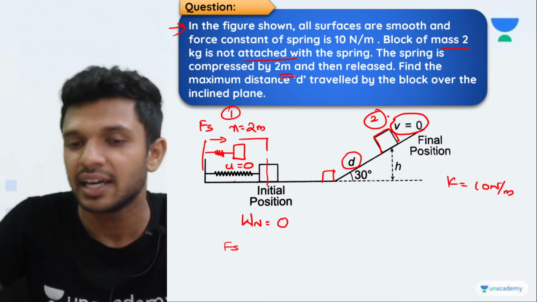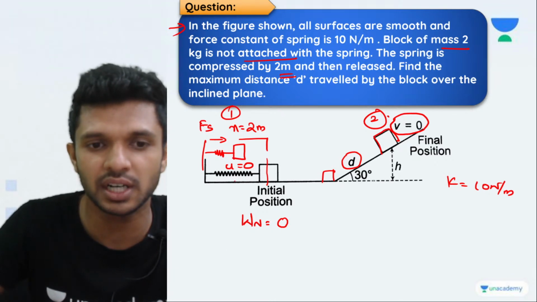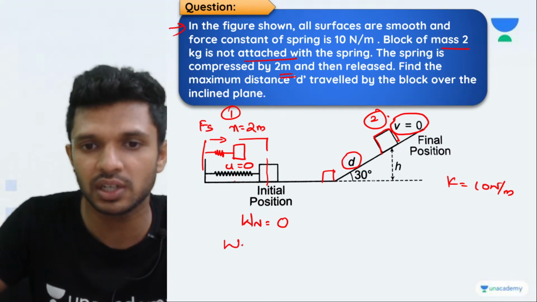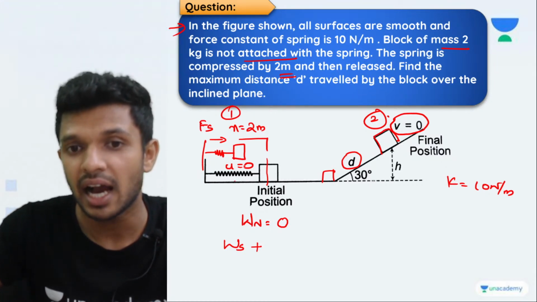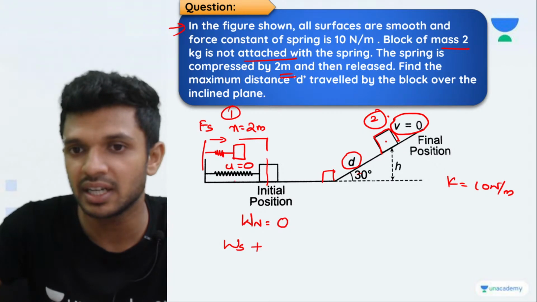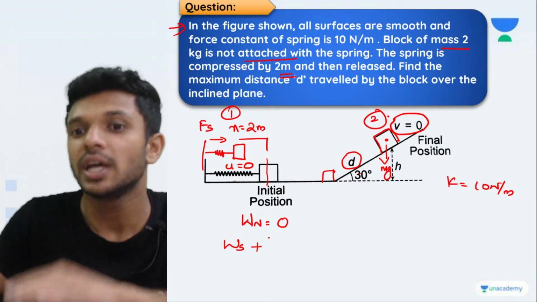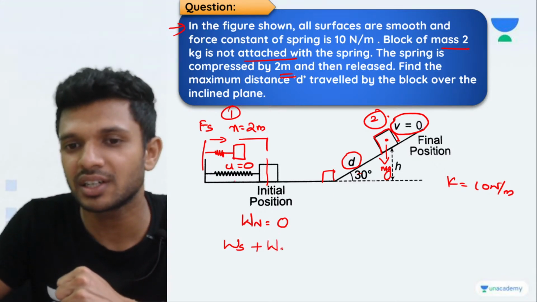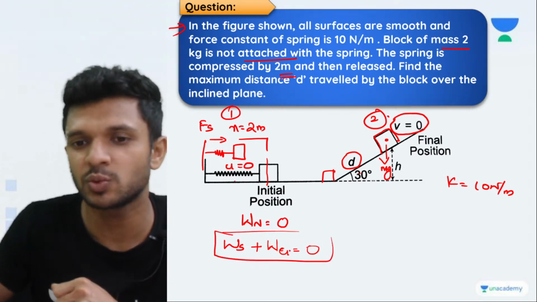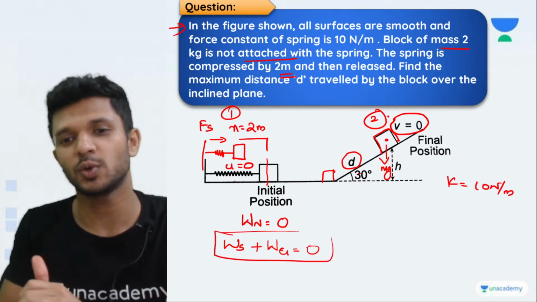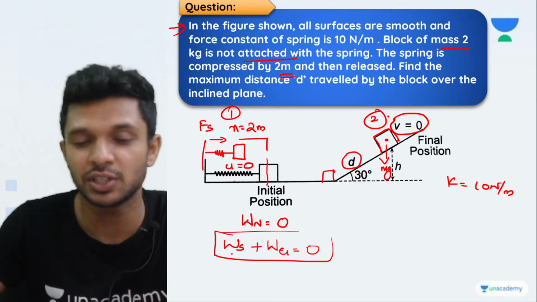So obviously the spring force is there, so the first work done is the work done by the spring force plus, which is the other force available? After it moves, the only other force available is the gravitational force mg. So the mg force will also be doing work. Work done by spring plus work done by gravity is 0. Okay, now let us start substituting.